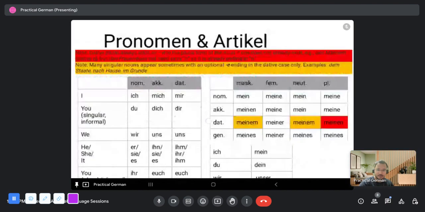Yeah, better. So whenever a noun is plural and it finds itself in dative case, and the noun does not already have the sound of n to it, you have to add the sound of n to it. If it already has the sound of n, nothing needs to be added.